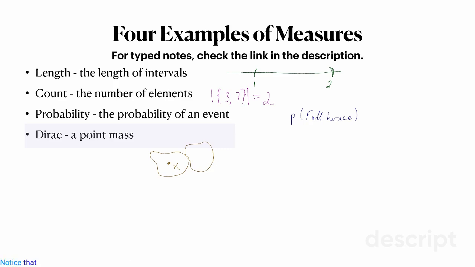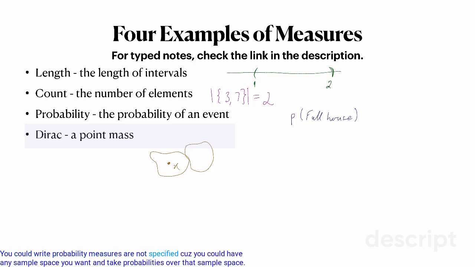Before moving on, notice that only length measure is an entirely specific measure. We know exactly what we want to be measuring, which is sets or at least intervals of real numbers. When it comes to counting, we could count subsets of any set. So, it's not like there's just one count measure. You could take your universe to be anything and have a count measure for that universe. You could write probability measures are not specified.